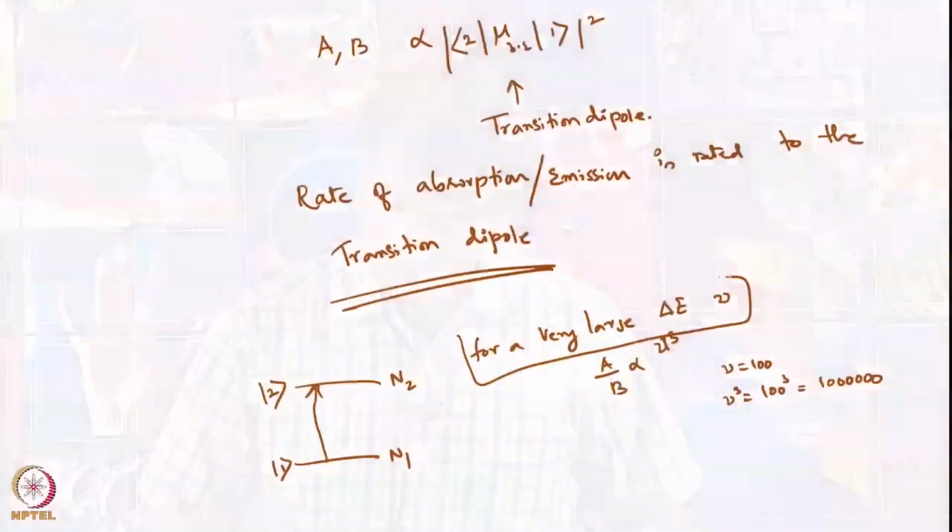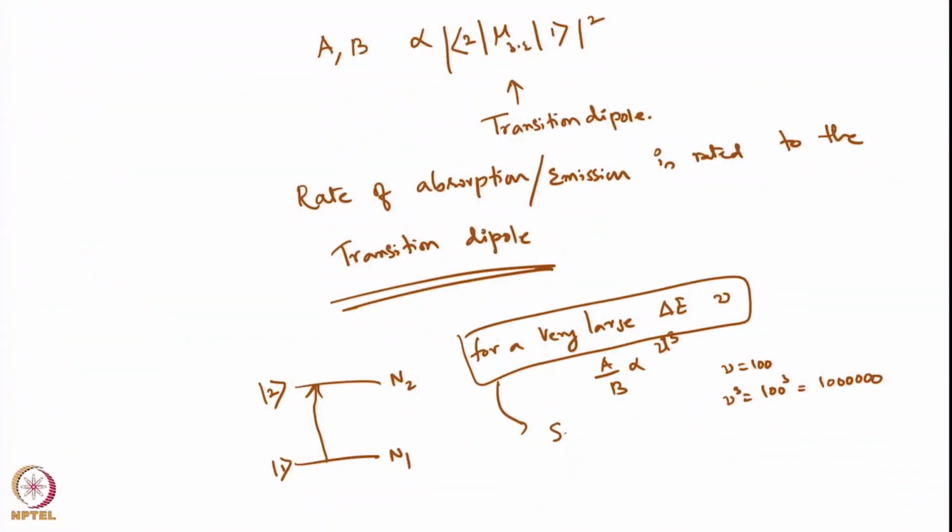That means A will dominate over B. That means spontaneous emission will dominate over stimulated emission. So, which means for a very large delta E, spontaneous emission will dominate over stimulated emission.